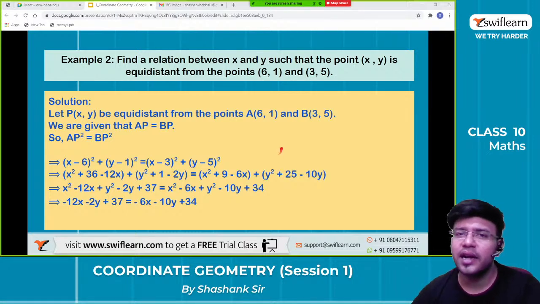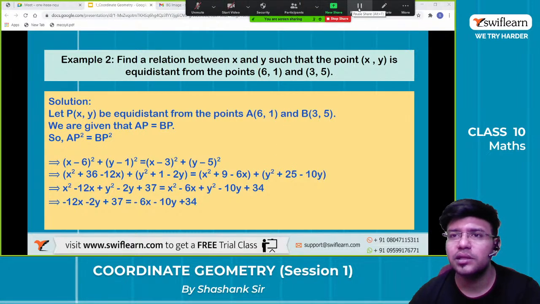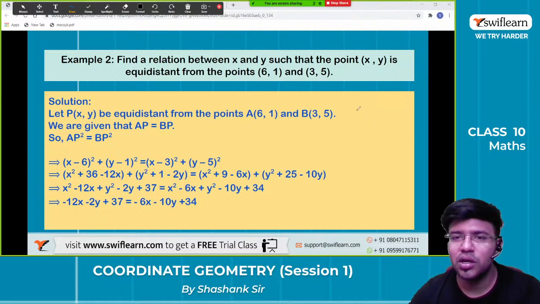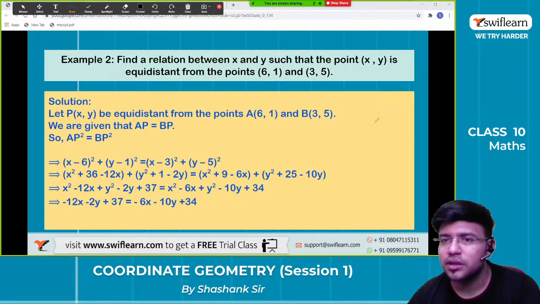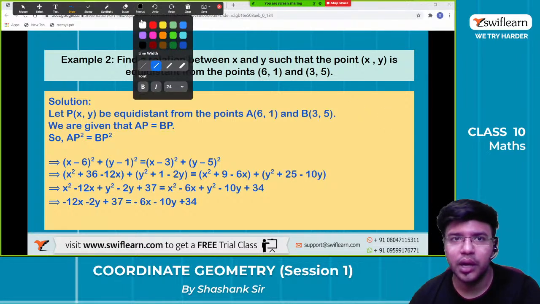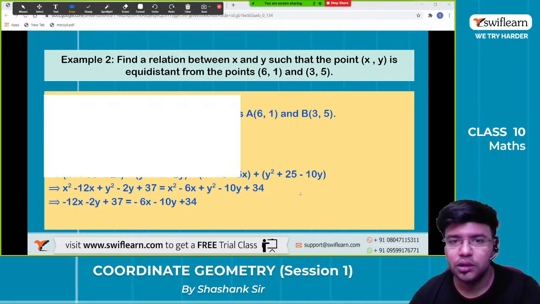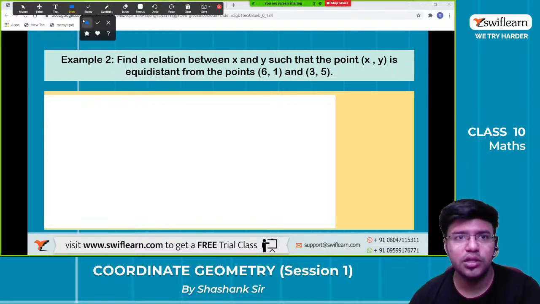Yes. Find the relation between x and y such that the point x, y is equidistant from the points 6 comma 1 and 3 comma 5. Okay, let us draw a rough diagram first. Let me hide the answer so that you will pay attention here. Yes, let us draw a rough diagram first.